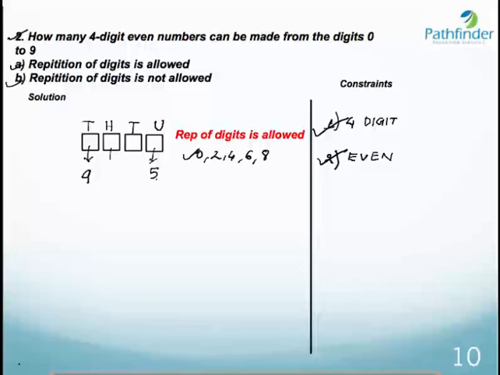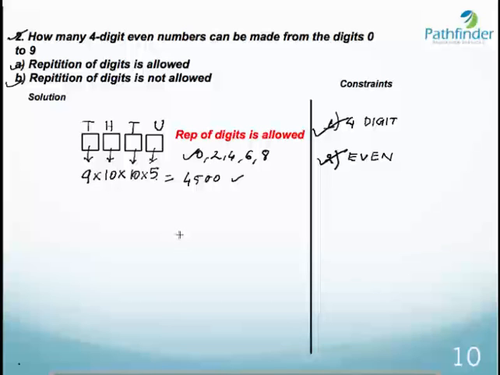Similarly, how many choices are there for the 100th place? Repetition of digits is allowed, therefore we will have all the 10 digits available to us here. And even for the 10th place, we will have all the 10 digits available to us. So what will we get as our answer? Because we have to place all the 4 digits, therefore our answer will be 4500.